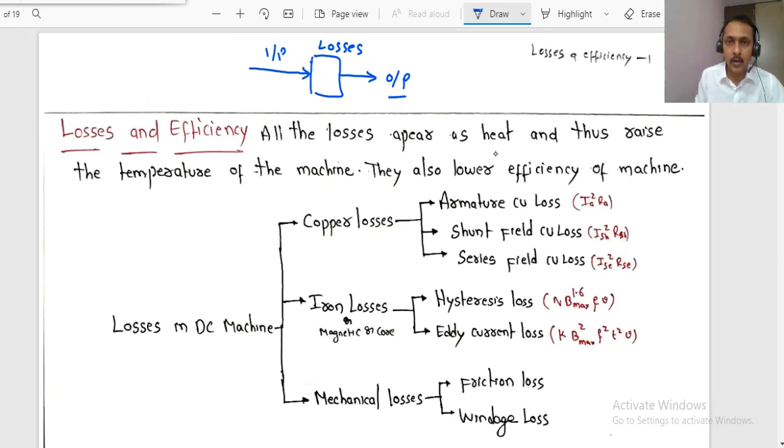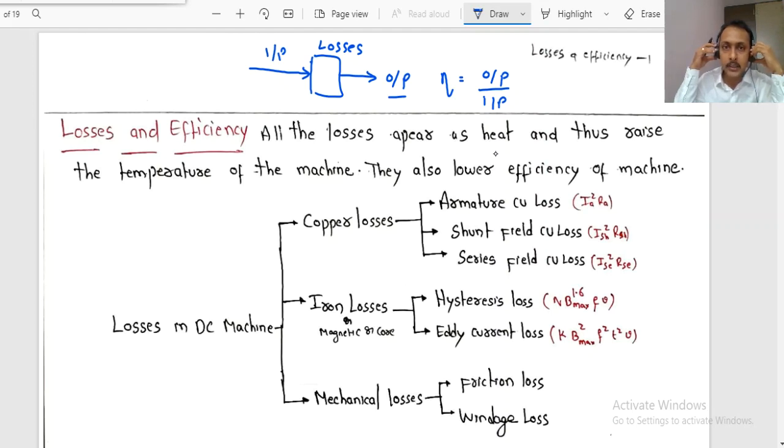So if you want to deal with the efficiency, our efficiency will be the output power by input power, right? Now because of these losses, the efficiency of the machines also will be reduced. The more the losses, the lower the efficiency of the machine. So the losses have a very important role in deciding the efficiency of the machine.